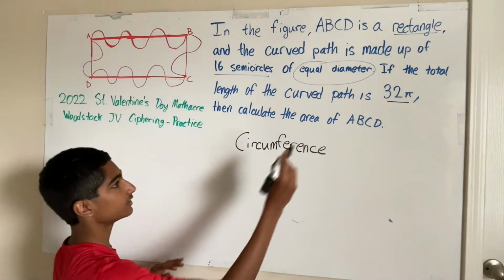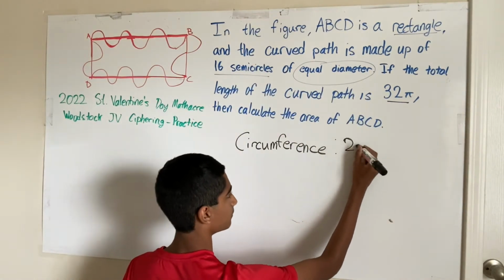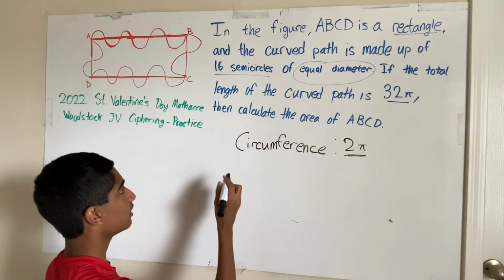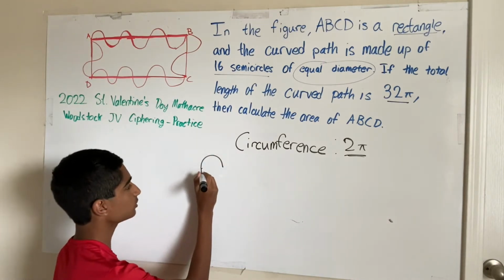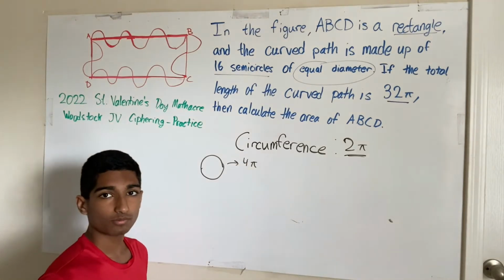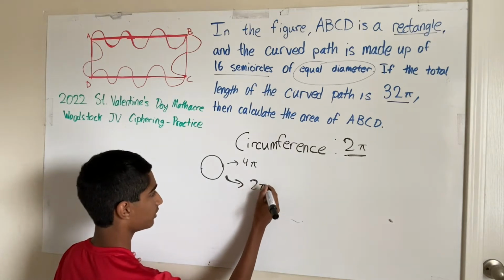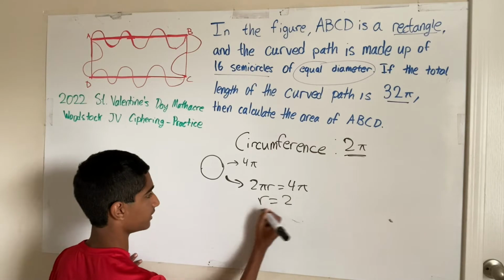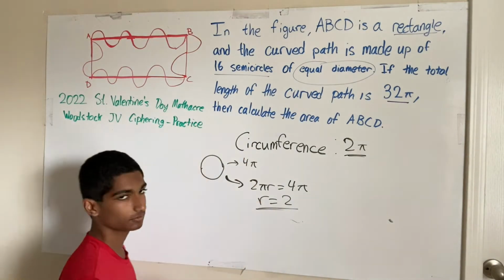is 2 pi, since 32 pi divided by 16 is 2 pi. What that means is that if you're given a semicircle, that circumference is 2 pi. But if you have the whole circle, then the circumference is 4 pi. So then we can set up an equation: 2 pi r is equal to 4 pi, and r is just 2 in this case. So from this, we know that each semicircle has a radius of 2.